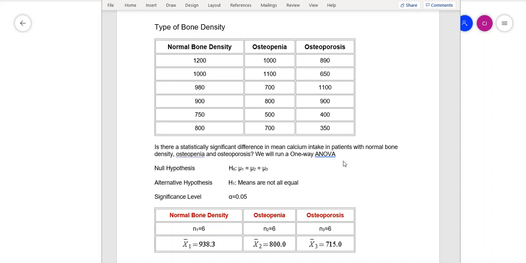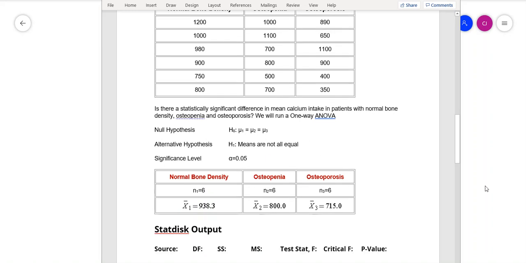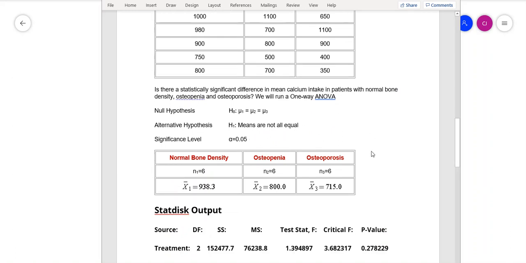You could have two of them, but for our purposes, we're going to write that the means are not all equal. They're all equal, they're not all equal. We're trying to keep it simple here. Significance level 5%, 1%. Usually that's all you typically see. So here's the information for the three groups.